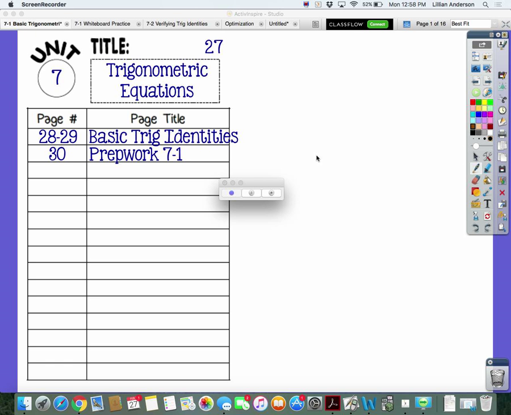Alright, so we're in a new unit, trigonometric equations. This is unit 7. We got a new table of contents. Please make sure that it looks like so.